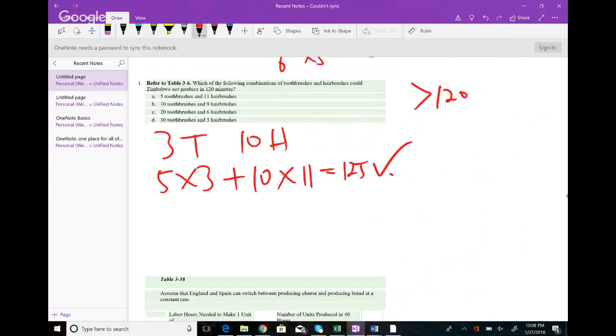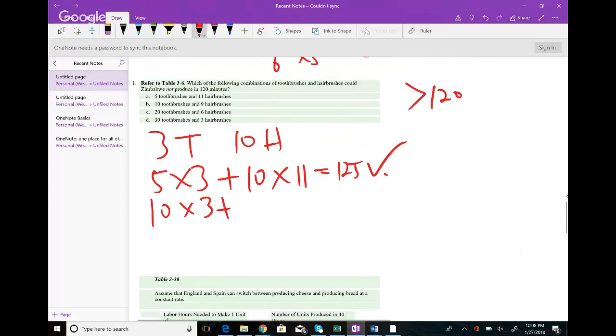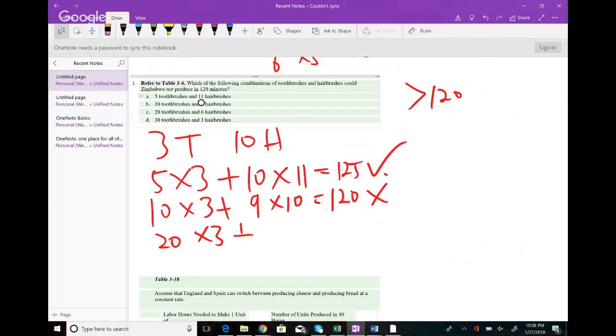And then next I'm going to do 10 toothbrush, 3 minutes each, plus 9 hairbrush, 10 minutes each. So this would be 120. So that is actually very possible. So that's not the answer we're looking for. And then next, 20 toothbrush, 3 minutes each, plus 6 hairbrush, 10 minutes each. That's also 120. Again, that's possible. So we're not looking for that.